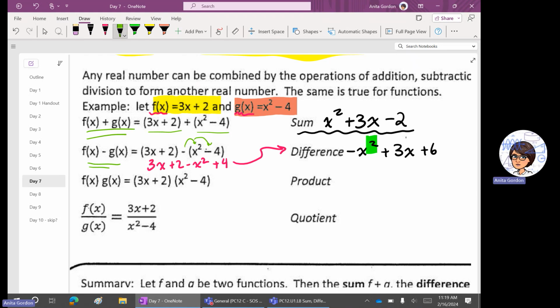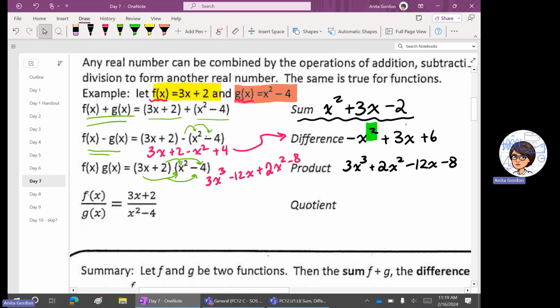Now, if we are multiplying these together, then we have to distribute. Remember, from grade 10 or grade 9, we FOIL it out. So this is going to give us 3x cubed minus 12x plus 2x squared minus 8. I don't have any terms to collect, so this is going to give me 3x cubed plus 2x squared minus 12x minus 8, if we write it in the correct order.